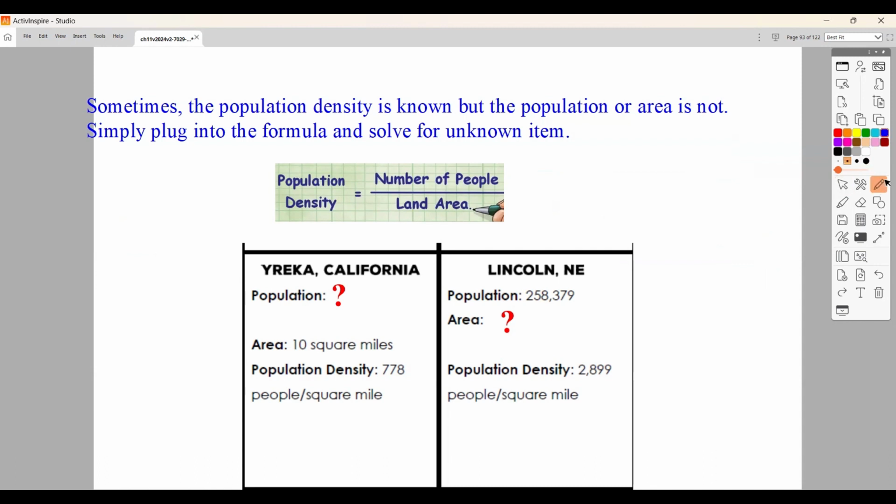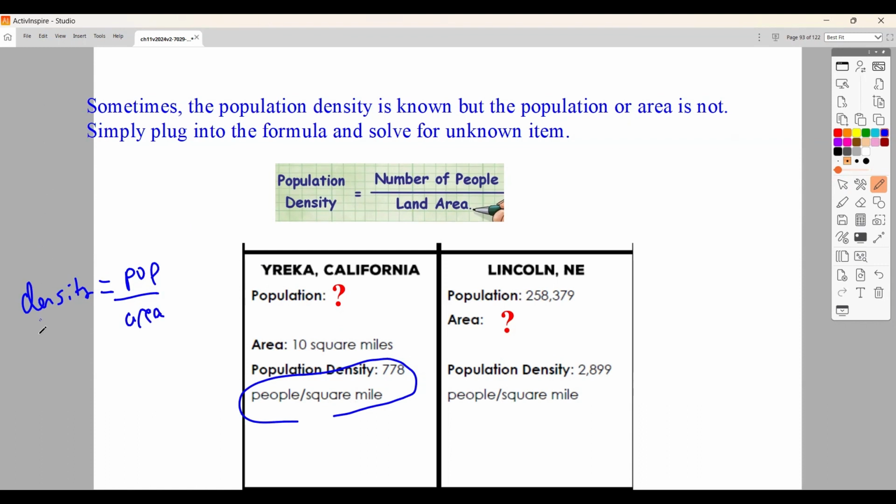So in this example, which is not on your worksheet, but I just want you to look at this one first, okay? This is a town in California, and they're giving me the density and the area. It's the population that's missing. So again, I'm going to write down the formula first. Always write down the formula first, plug in what you know, and then you work backwards.